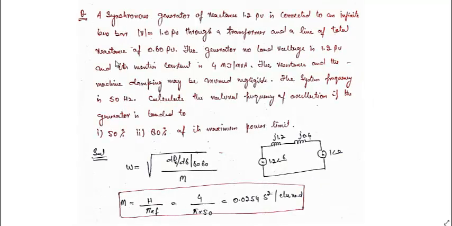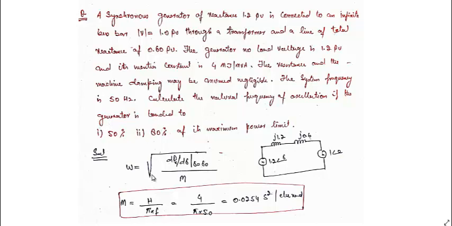Now let us try to do one numerical based on the same explanation. A synchronous generator of reactance 1.2 per unit is connected to an infinite bus bar where V is equal to 1.0 per unit, that is the bus bar voltage, through a transformer and a line of total reactance of 0.6 per unit. The generator no load voltage is 1.2 per unit and the inertia constant is 4 megajoule per MVA. The resistance and the machine damping may be assumed negligible, as we have usually done. The system frequency is 50 Hz. Calculate the natural frequency of oscillation if the generator is 50% loaded.